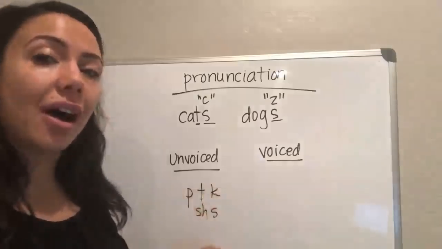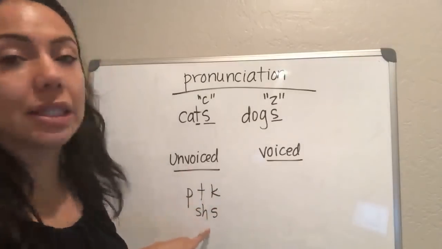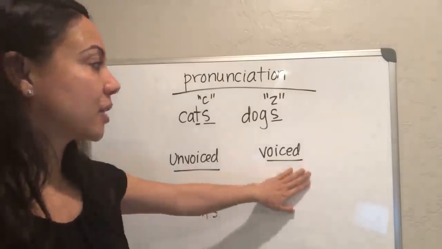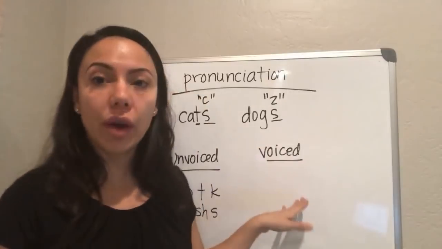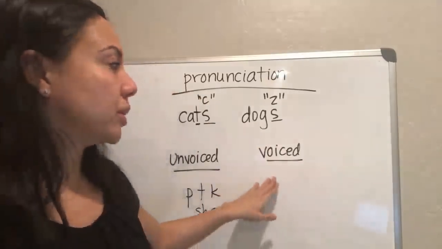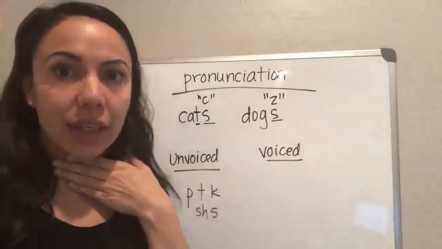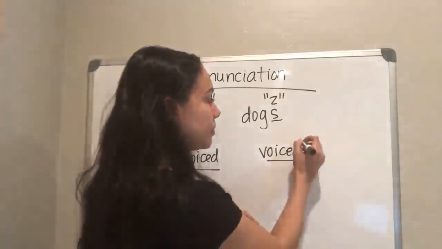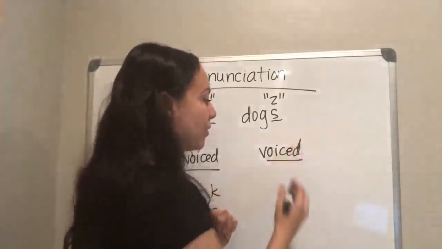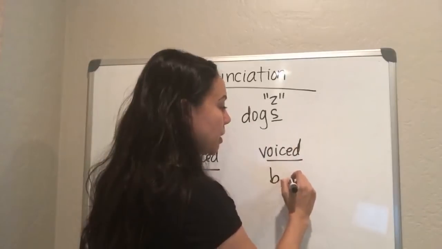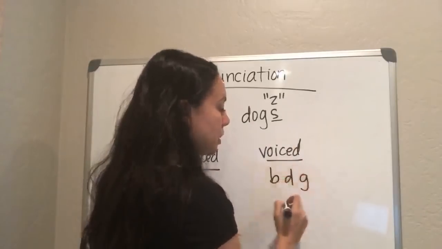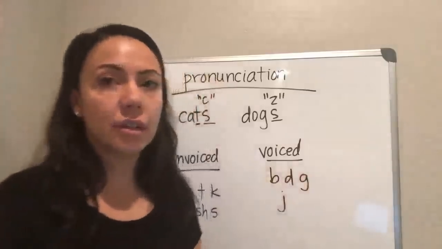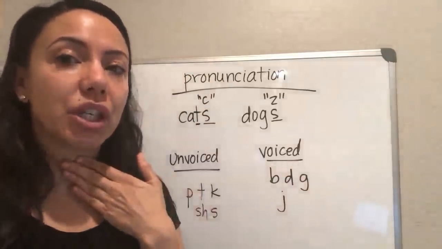Okay, these are called unvoiced consonants. Now let's come over here and look at voiced. A voiced consonant will produce a vibration in the neck, okay? So we will have letters like B, D, G, J. Okay, all of these produce a vibration in the neck.